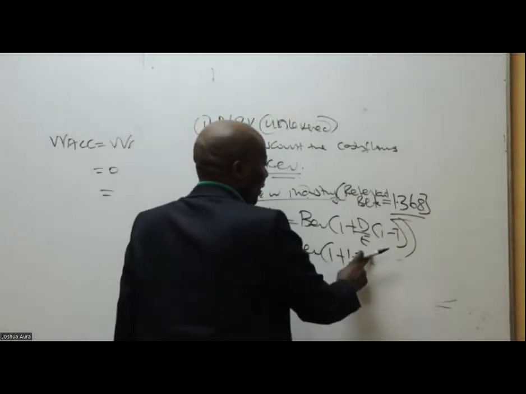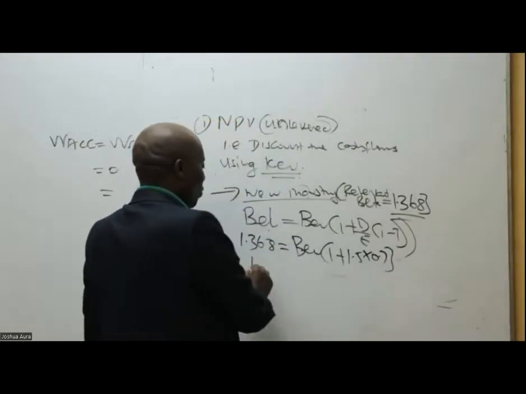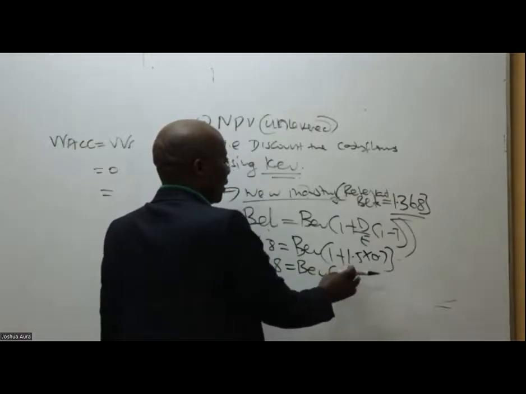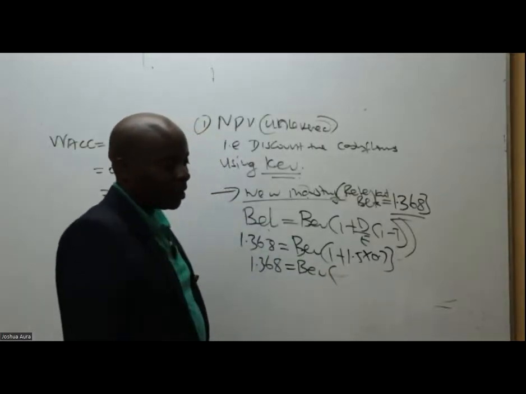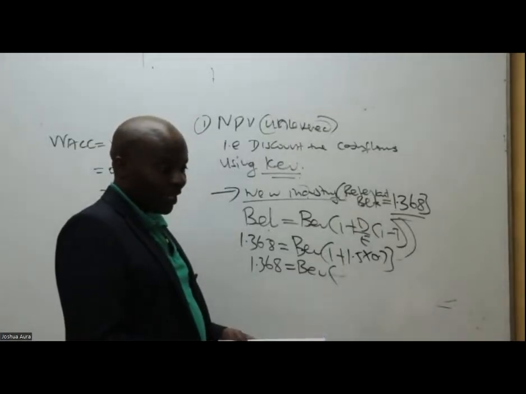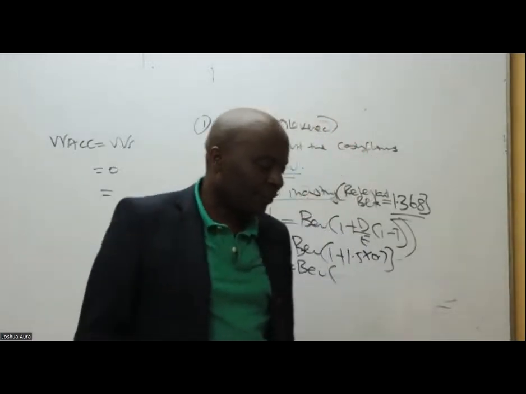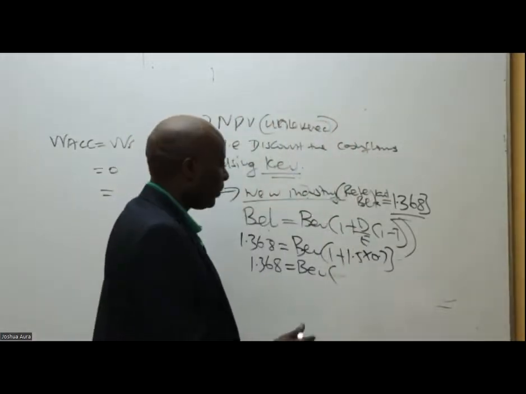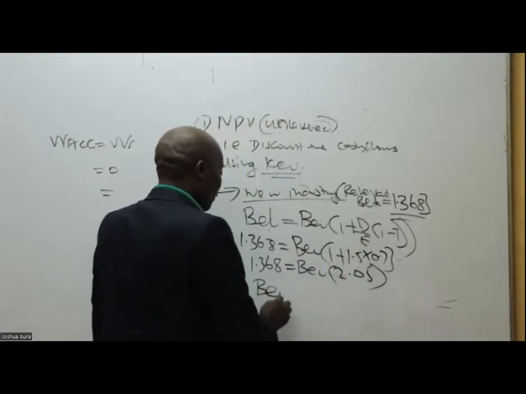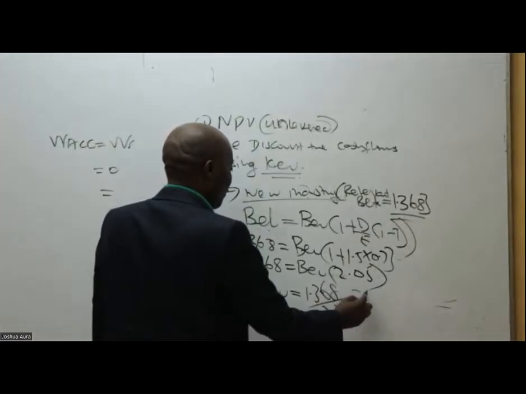So if it's 30%, then this should be 0.7, like that. So 1.368 equals beta times this and this. It gives me what figure? We must move with speed. 2.05, and then I will be able to get the famous beta by taking 1.368 divided by 2.05.